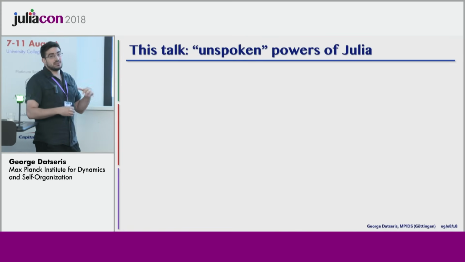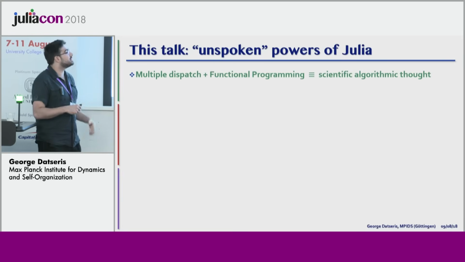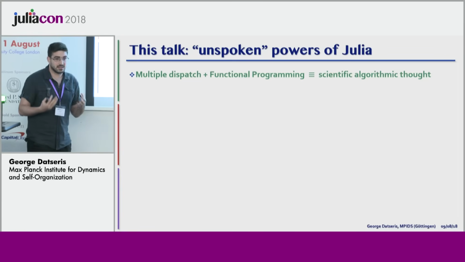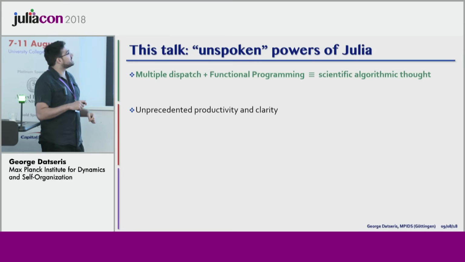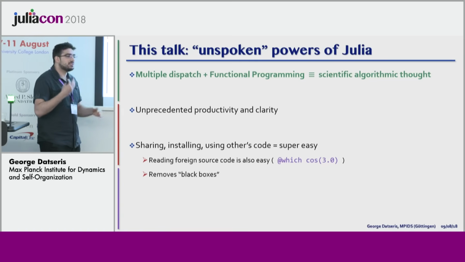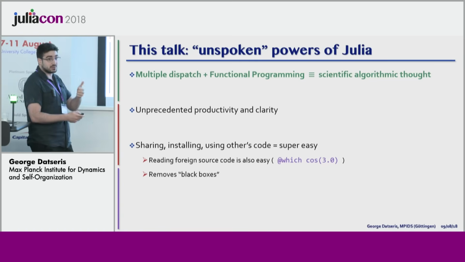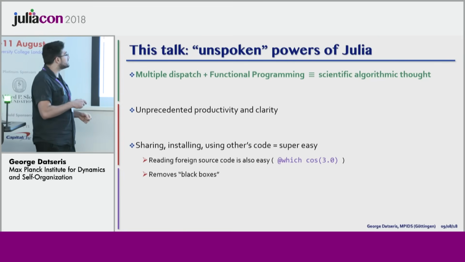My talk will be pointing out what I consider to be unspoken powers of Julia. For example, that multiple dispatch and functional programming more often than not equate to scientific algorithmic thought. How Julia brings unprecedented productivity and clarity. And other things, for example, that sharing and using other people's code is super easy, and most importantly, understanding it is super easy. As a random example, just look at a typical function from Base, and you will see that you can actually understand the base of Julia without much of a problem. And this is super important because it removes black boxes.